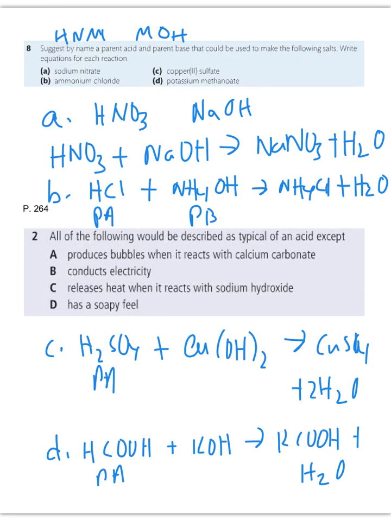Okay, and then practice question 2 says, all the following would be described as typical of an acid except: produces bubbles when it reacts with calcium carbonate. That would be true because it's going to produce CO2. Conducts electricity. That's true of acids. Releases heat when it reacts with sodium hydroxide. That's true because neutralizations are always exothermic. Has a soapy feel. That might sound familiar, but that's characteristic of a base. So D would be the correct choice here.